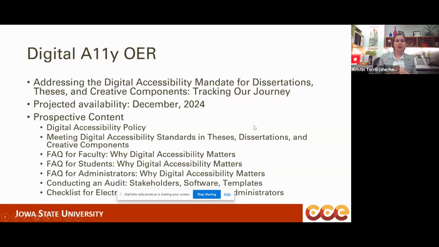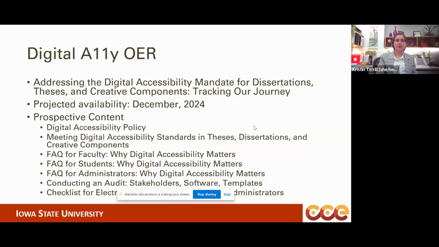The title of our OER is Addressing the Digital Accessibility Mandate for Dissertations, Theses, and Creative Components: Tracking Our Journey. We are actively implementing digital accessibility in our ETD program, and we're hoping to have this OER ready and accessible for everybody by December 2024. That's next December. We're being ambitious here to put together a book, but it's something we're going to be doing anyway. So we're just going to put it into a book so that we can remember what we did and you can all see what we did.